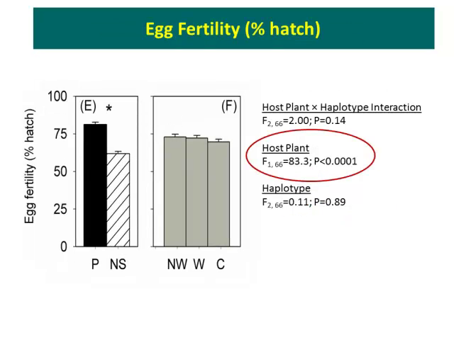And when we looked at the egg hatch percentage, we found that the egg hatch was higher, more than around 80% on the potato compared to the nightshade. On the nightshade, the egg hatch dropped to around 61%. But when we compare these 3 haplotypes, irrespective of the host plants, all the 3 haplotypes have a similar egg hatch ratio, around 70 to 75%.